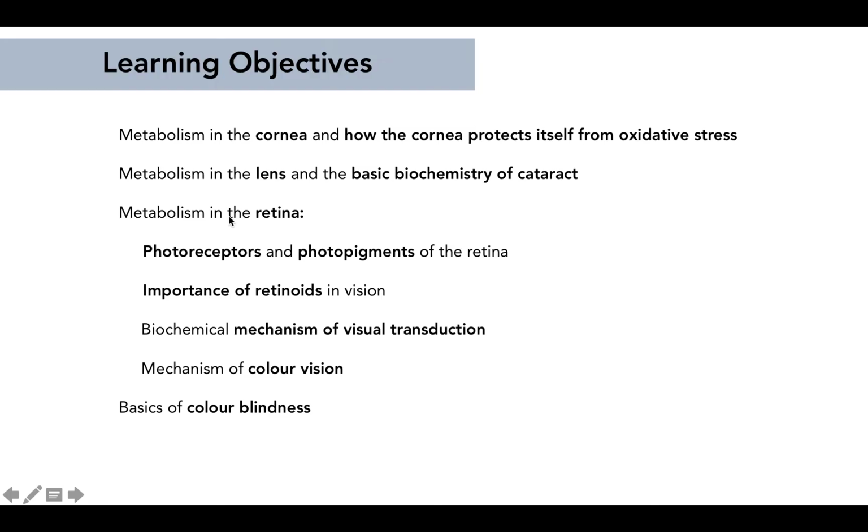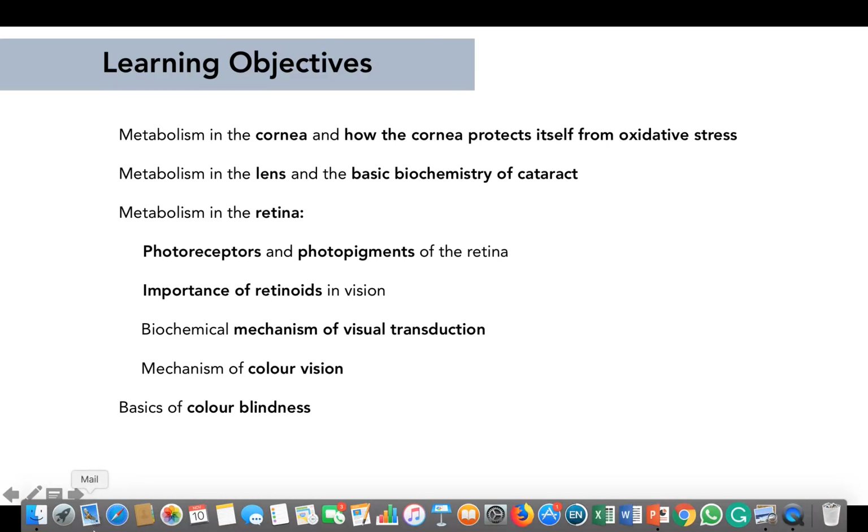Third, we'll be talking about metabolism in the retina, including what photoreceptors and photopigments we can find in the retina, what the importance of retinoids in vision is, and what the biochemical mechanism of visual transduction itself is, and a little bit about color vision and also the basics of color blindness.